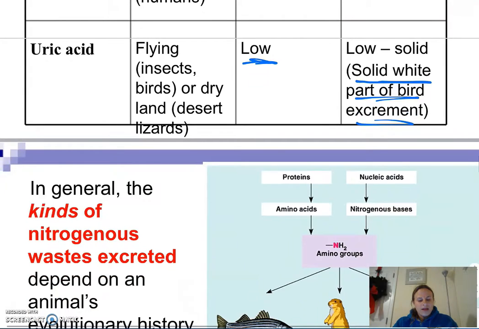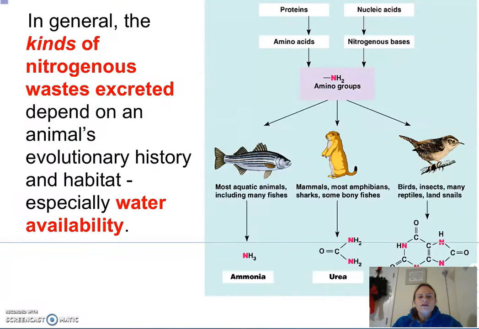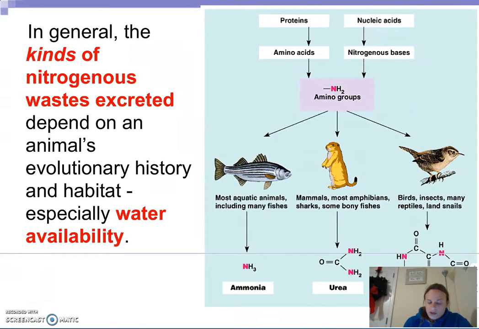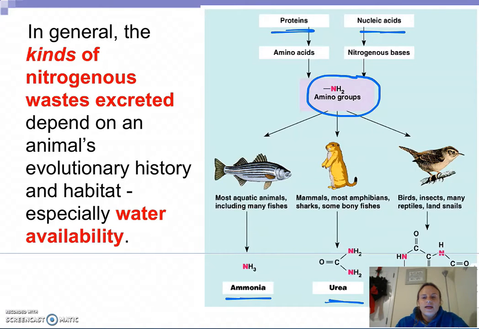But in general, the kind of nitrogenous waste, whether you excrete ammonia, urea, or uric acid, all depends on the evolutionary history of that organism's habitat. For example, what was its availability to water? So our proteins and our nucleic acids get broken down into different nitrogenous wastes. The nitrogenous waste that those proteins and nucleic acids get broken down to depend on the external environment that that organism evolved in. So aquatic organisms are going to break down their proteins and nucleic acids into ammonia.